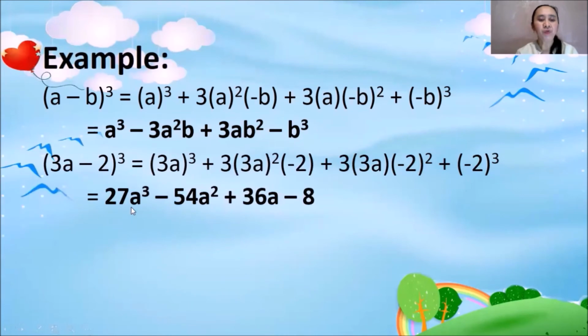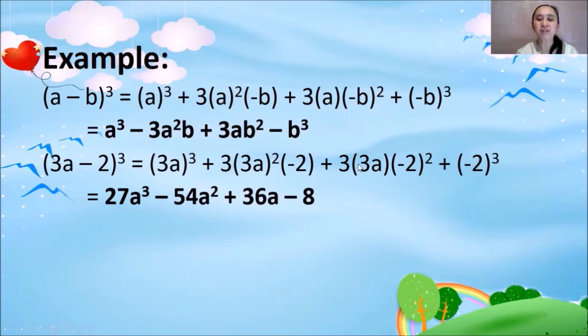Kaya nag-come up itong 27, 3 times 3 times 3, 3 times 3 is 9, 9 times 3 is 27. Then a times a times a is a cube. Next dito, 3 times 3 ay 9. 9 times 3, 27. 27 times negative 2 minus 54 or negative 54. And a times a is a squared. Next, 3 times 3 ay 9. And negative 2 times negative 2 ay positive 4.